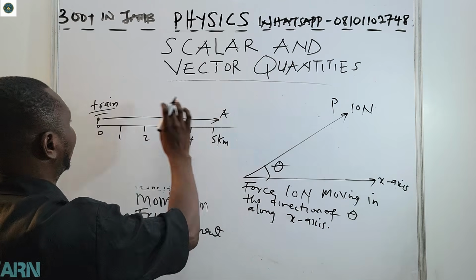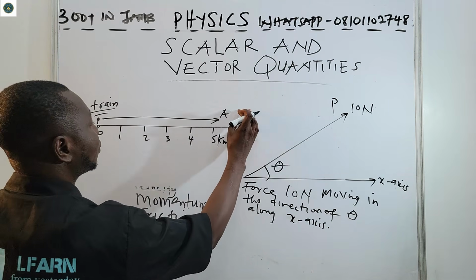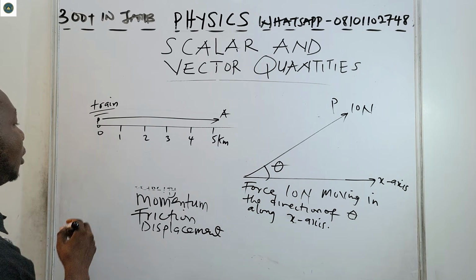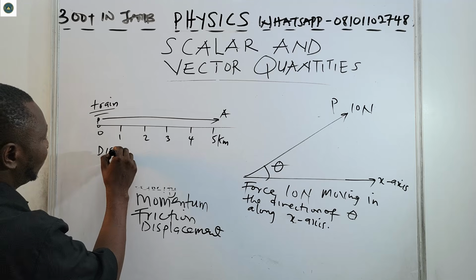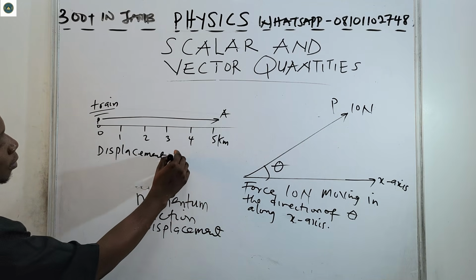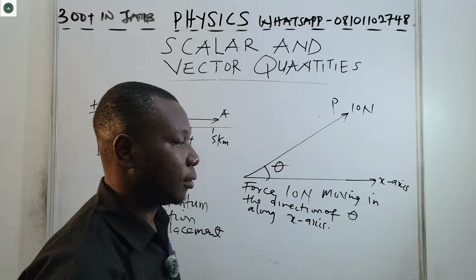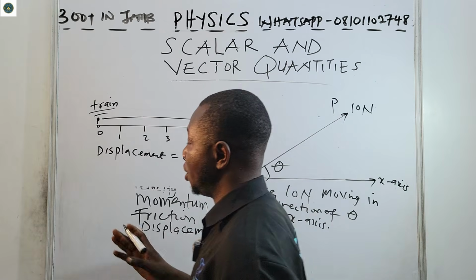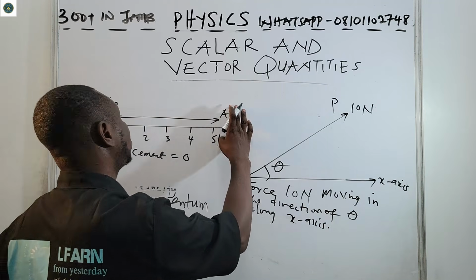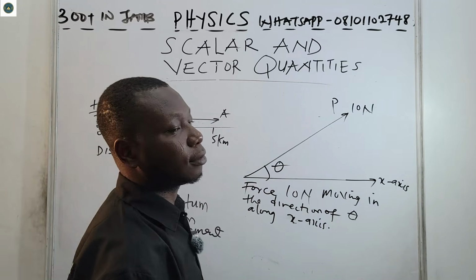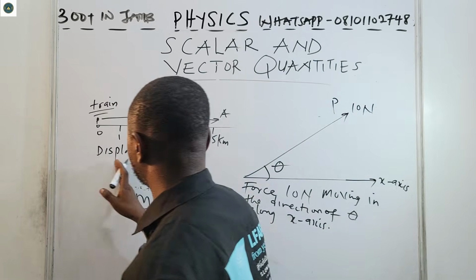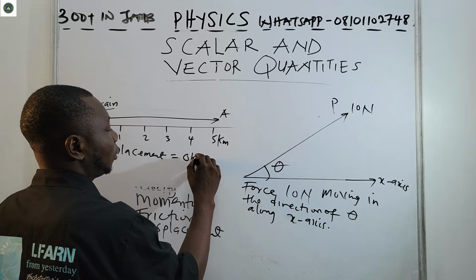Now, if the train moves back to its initial position, the displacement becomes what? 0. Because if we take forward to be positive and backward to be negative, that means 5 minus 5 will cancel out. And when they cancel out, the displacement becomes 0 kilometers.